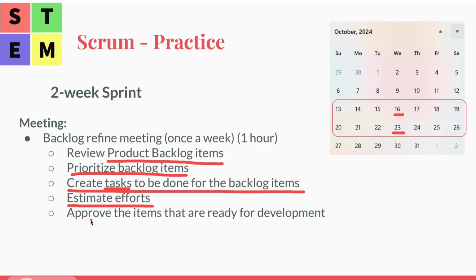So the approved items, again, are ready for development. Usually there is the status of the PBI, product backlog item, that can change from new to approved, so that during the sprint planning meeting, we can go through all the product backlog items and then pick the approved ones for the sprint development.